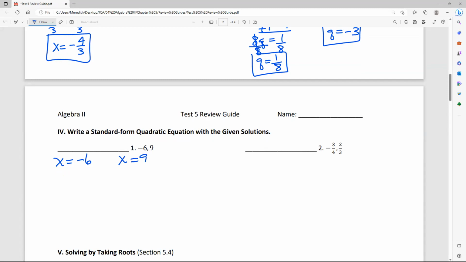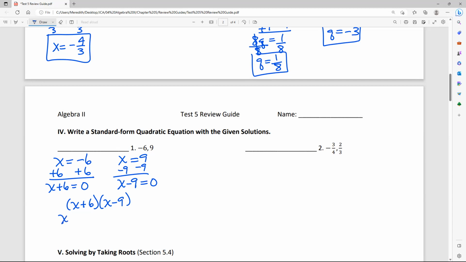So again, we just set it up so that everything is on one side of the equal sign and the other side is 0. So I just, in this case, add 6 to both sides. So I get x plus 6 equals 0, and I subtract 9 from both sides, x minus 9 equals 0. And I now have my two binomials, x plus 6 times x minus 9. Again, we're just going in the opposite direction. And now we can just use the FOIL method to solve.